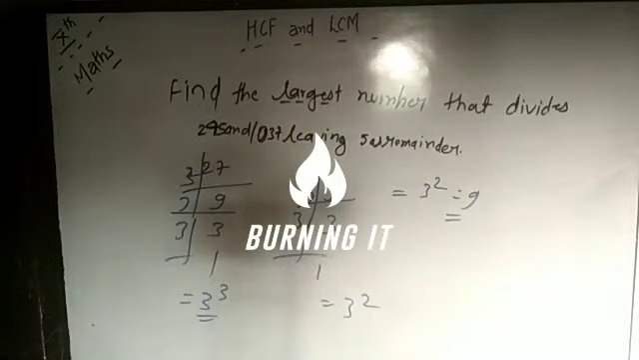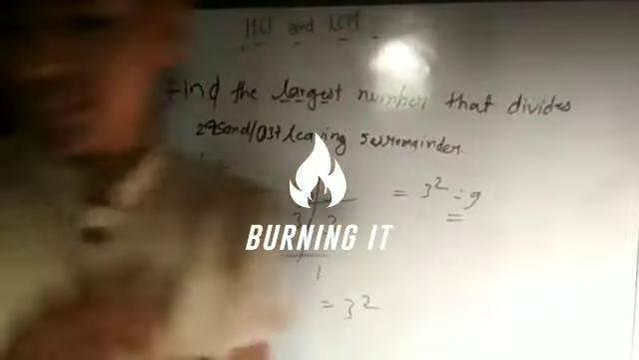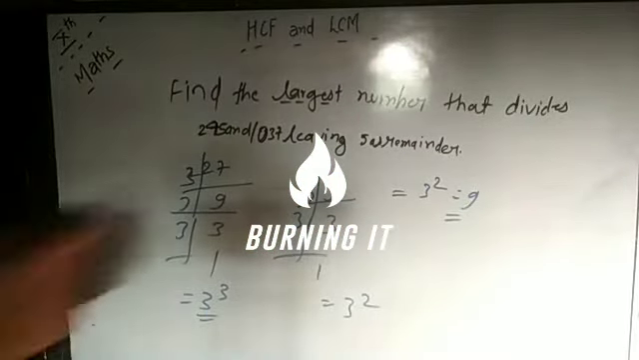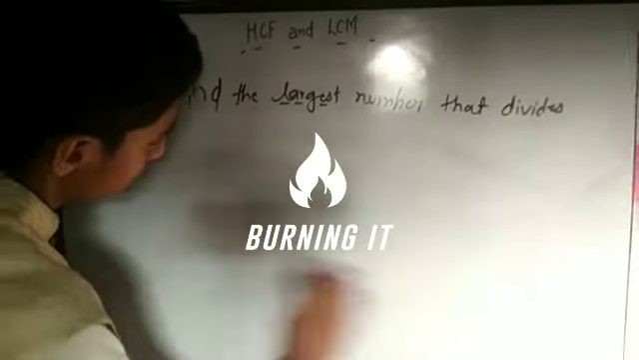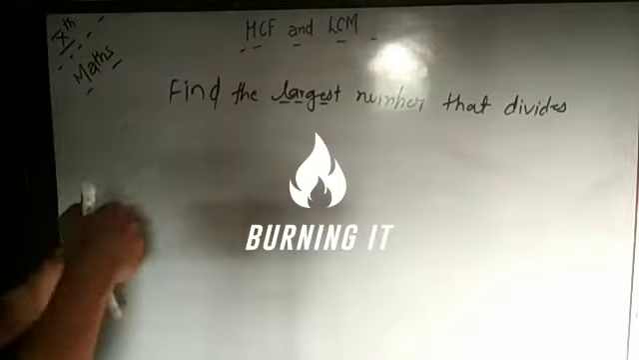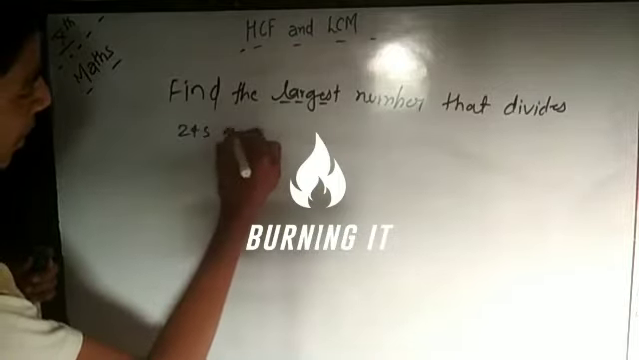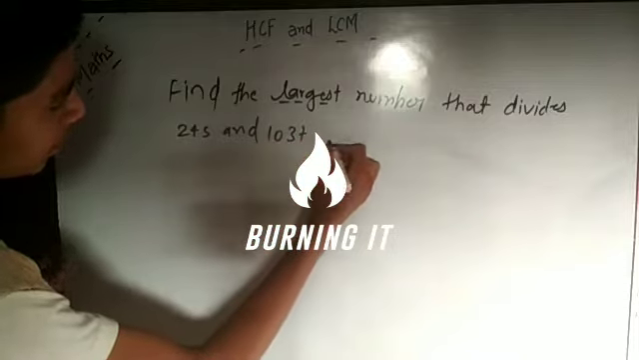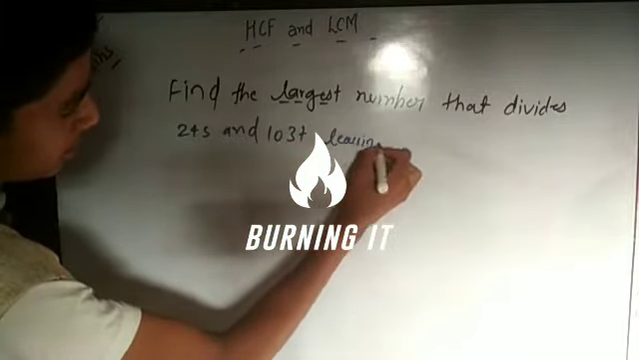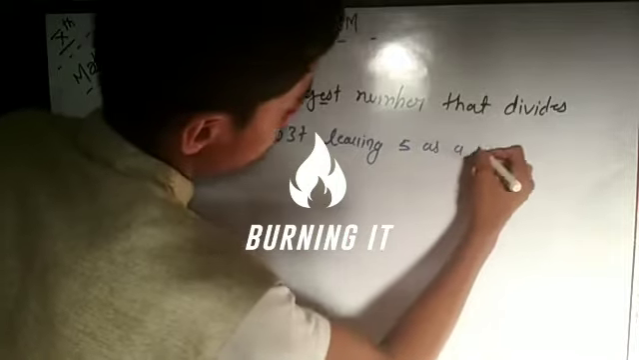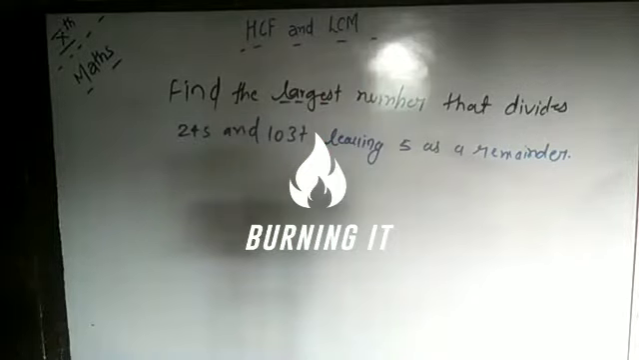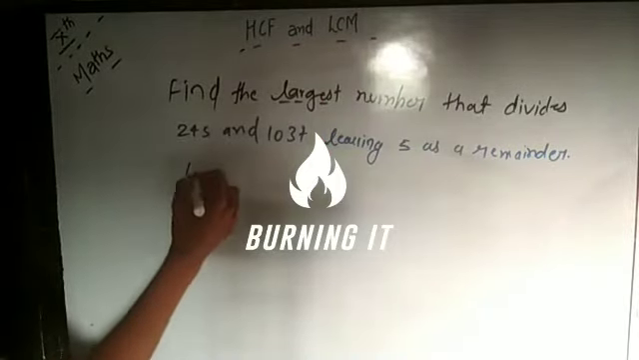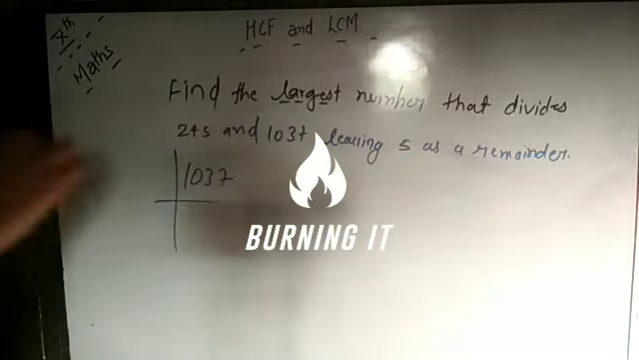Find the largest number that divides 245 and 1037 leaving 5 as the remainder. So let's see how we can decode it. Let me write it properly, then only you can see it clearly. 245 and 1037 leaving 5 as a remainder. Even here we can see the term largest, so we are clear that we have to find the HCF.